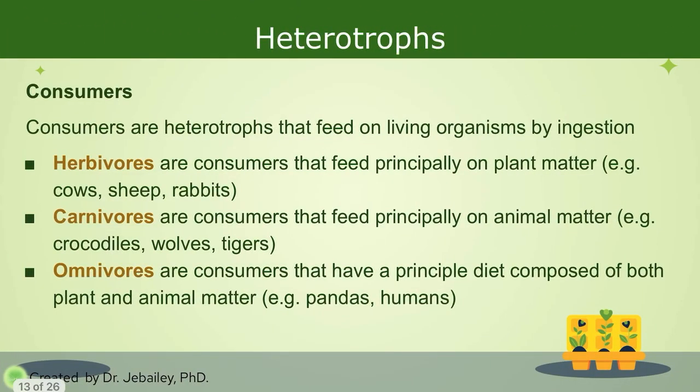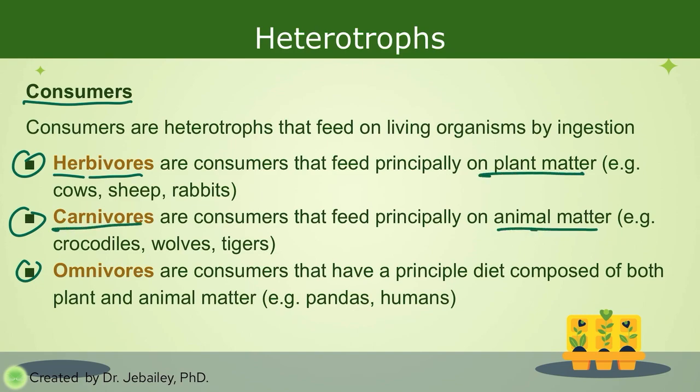So when it comes to the heterotrophs, we have consumers. We have three different types of consumers. One of the consumers is the herbivore, which just feeds on plants. The carnivores just feed on animals. And omnivores feed on both. That means animals and plants.